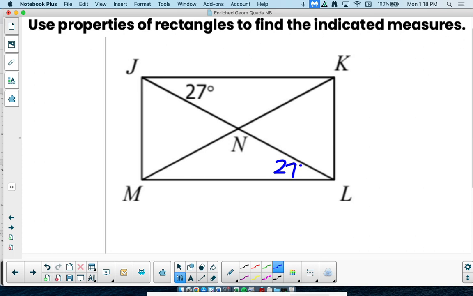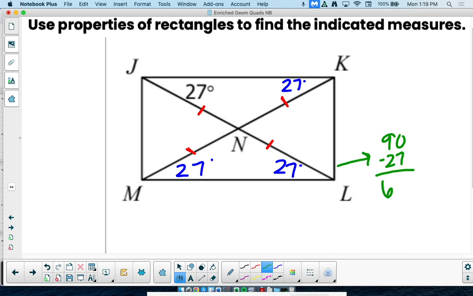Write it down. Now remember, all these little segments in here of your diagonals are the same. So what kind of a triangle is this guy on the bottom? Isosceles. And what do you know about an isosceles triangle? The base angles are the same. So if this guy's 27, then alternate interior angles tell me this guy's 27. Then the other ones have to be 63, right? Because they add to 90.